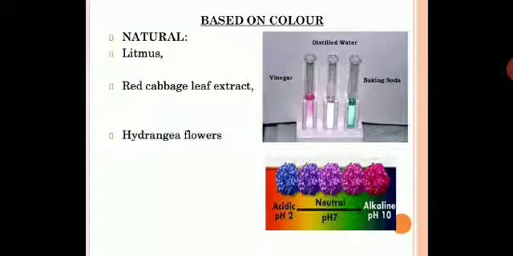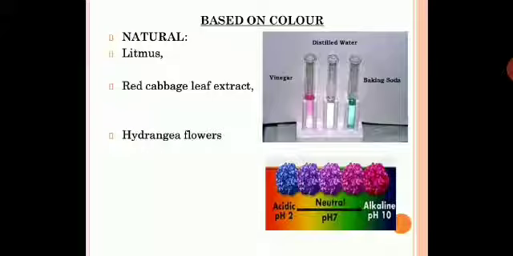Then based on colors, over here you can see some color changes with vinegar, distilled water and baking soda, just to give you an experience of how the color will look, and it will indicate the presence of an acid. So blue will turn red, red will turn blue. Baking soda is a base, it will turn blue. Distilled water remains neutral.